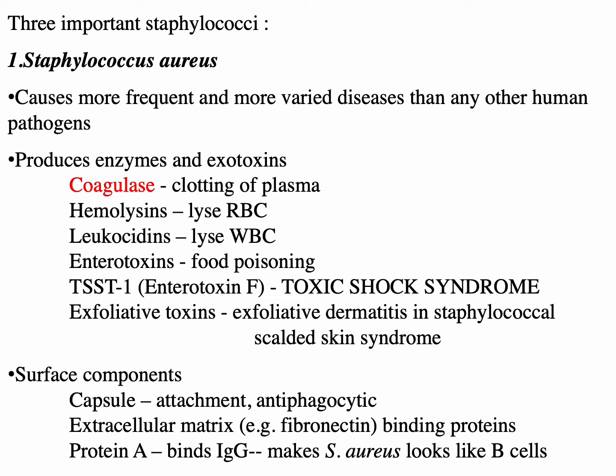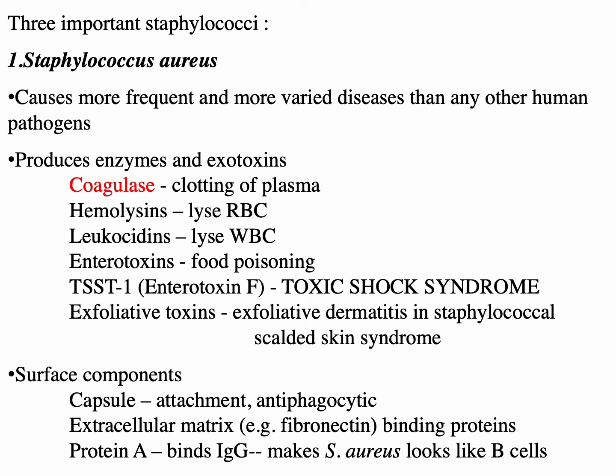So these can be grouped into two categories: your enzymes and exotoxins, and then your surface components. So the enzymes and exotoxins, some of them are listed here. These are not the complete list, so I had to put it there to illustrate a little bit. So you have a coagulase, which causes the clotting of the plasma.